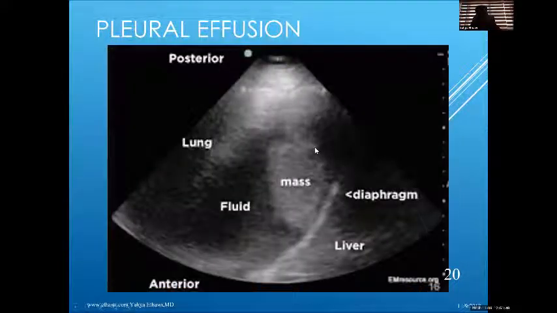Another type of pleural effusion is the one around a mass. You can see the liver, you cannot see a mirror image, you can see a mass, you can see some B lines of lung, and you can see here some fluid.